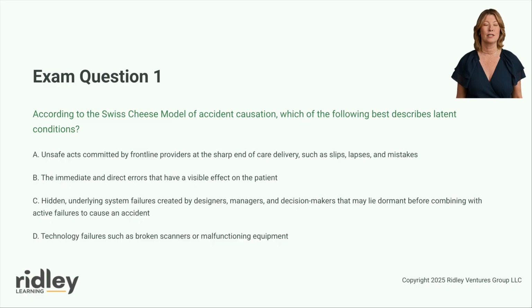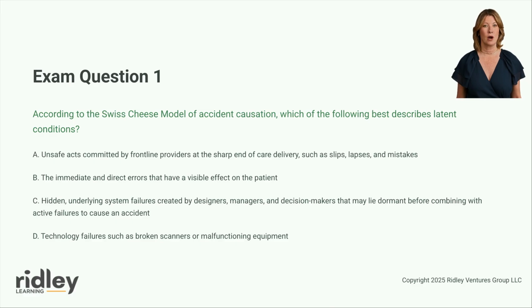Question 1. According to the Swiss cheese model of accident causation, which of the following best describes latent conditions? The correct answer is hidden underlying system failures created by designers, managers, and decision makers that may lie dormant before combining with active failures to cause an accident.